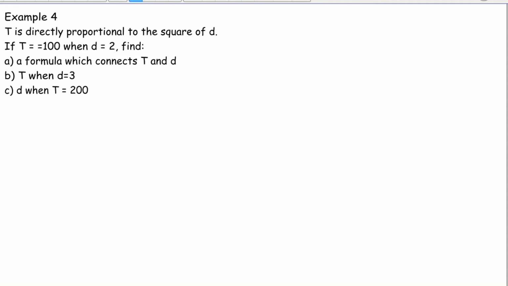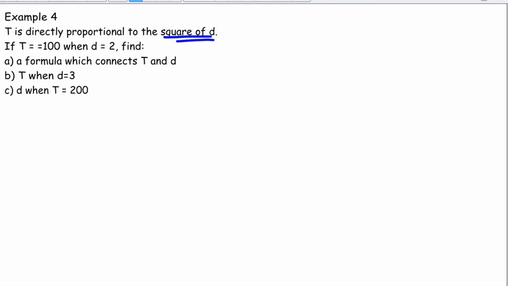In example 4, t is directly proportional to the square of d. Now you have to pay attention to this. If t is equal to 100, d is equal to 2. Find a formula which connects t and d.